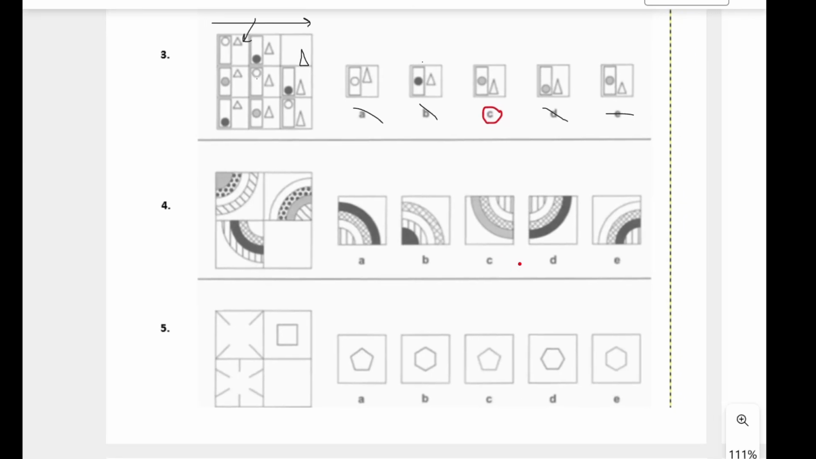Question number 4. For question number 4, lots of things to see here. First thing I see is that this semicircle quadrant is sort of reflected in this mirror line here and finds itself from the top left to the bottom right. So we're sort of flipping it over. Or if you think about it as a 90-degree or 180-degree rotation, you can also think about it like that.